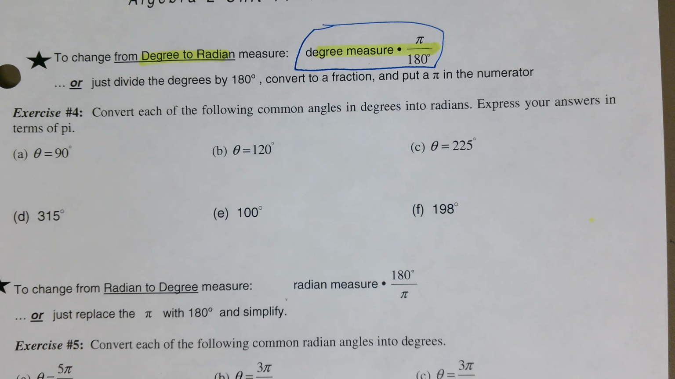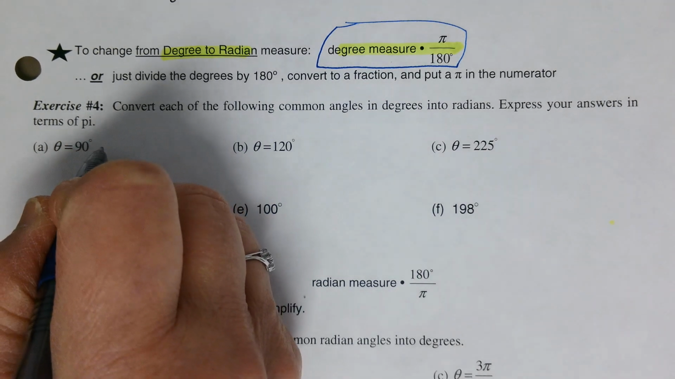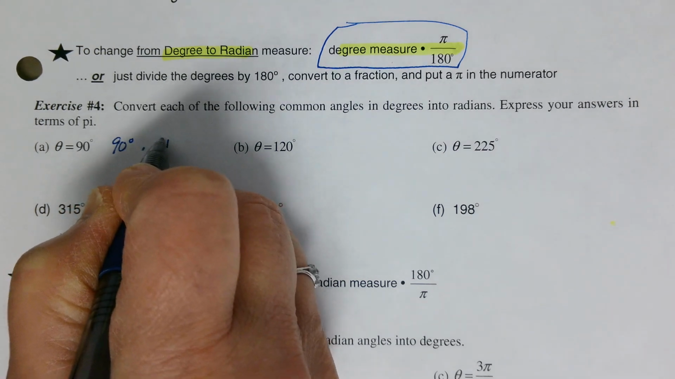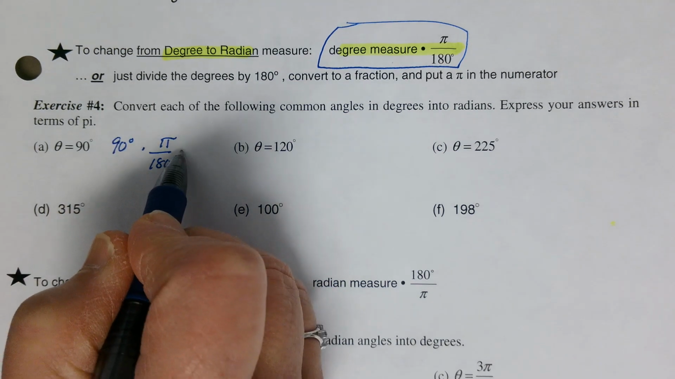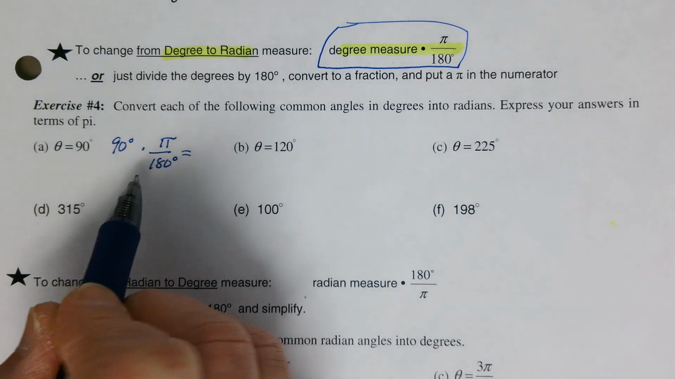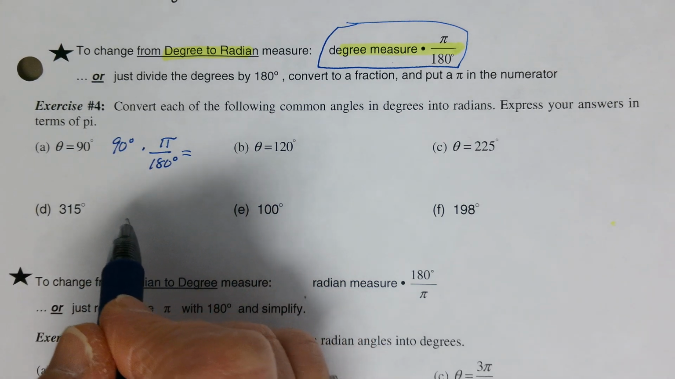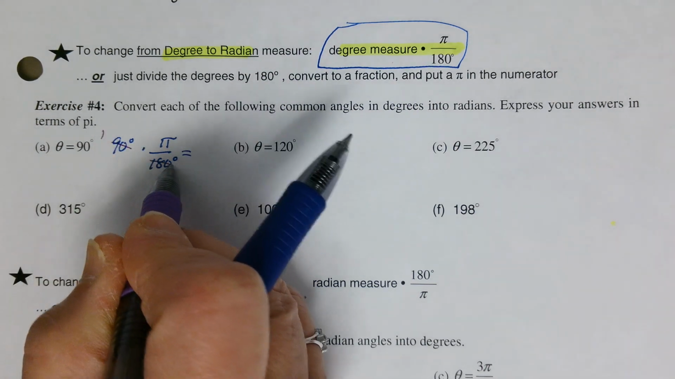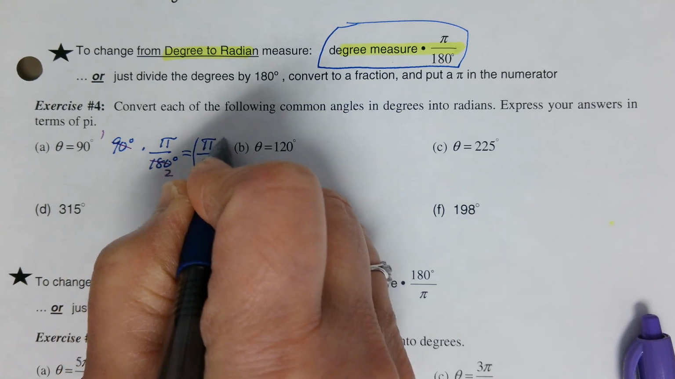Convert each of the following common angles in degrees into radians. Express your answers in terms of pi. So 90 degrees, we want to get rid of degrees and have radians, so we multiply by pi over 180. Our degrees would divide out, and we will be left with just radian measure. You can do 90 divided by 180 on the calculator. I am simply going to reduce. I know that 90 goes into 90 once and 90 into 180 twice. So this would be equivalent to pi over 2 radians.